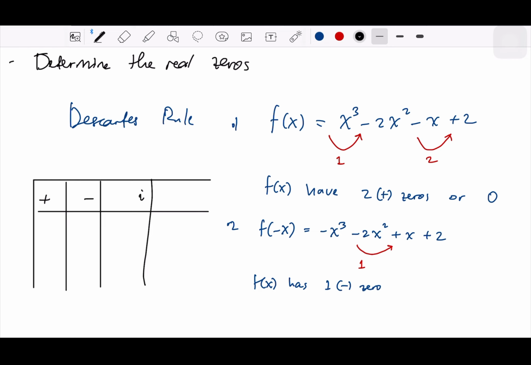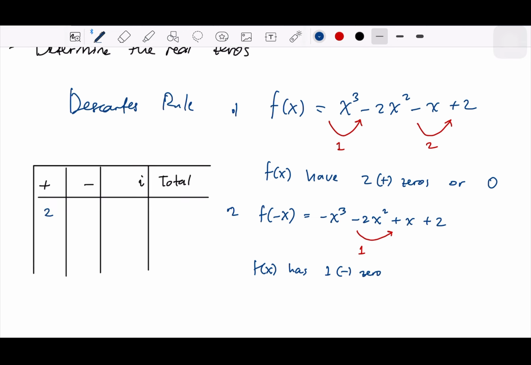So we have a total of zeros. Because we have the cube, we expect that the total will be 3. So if we have 2 positive zeros, and the negative zero count is 1 for all possibilities, this will be 1, 1. The total should be 3. The first one has 0 imaginary numbers, but the second one has 2. So we can have 2 conditions.